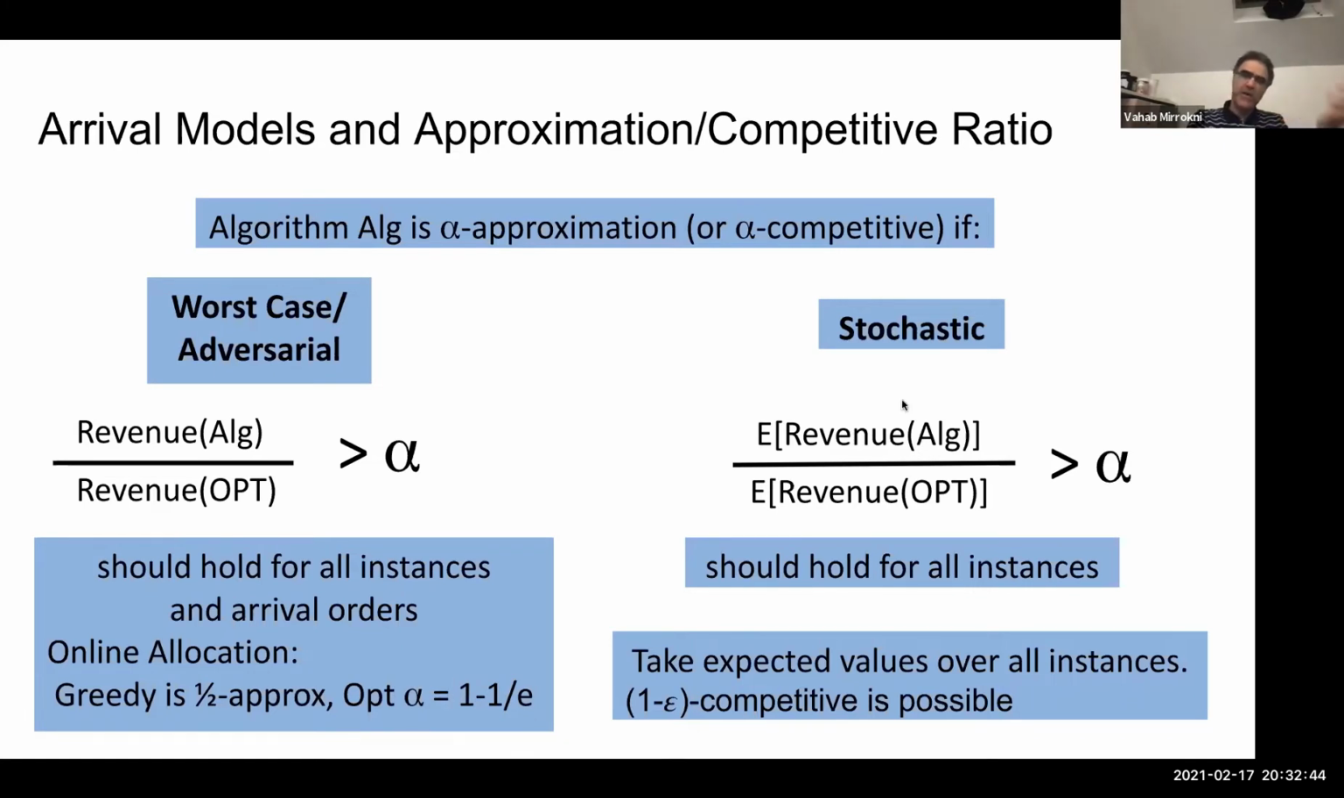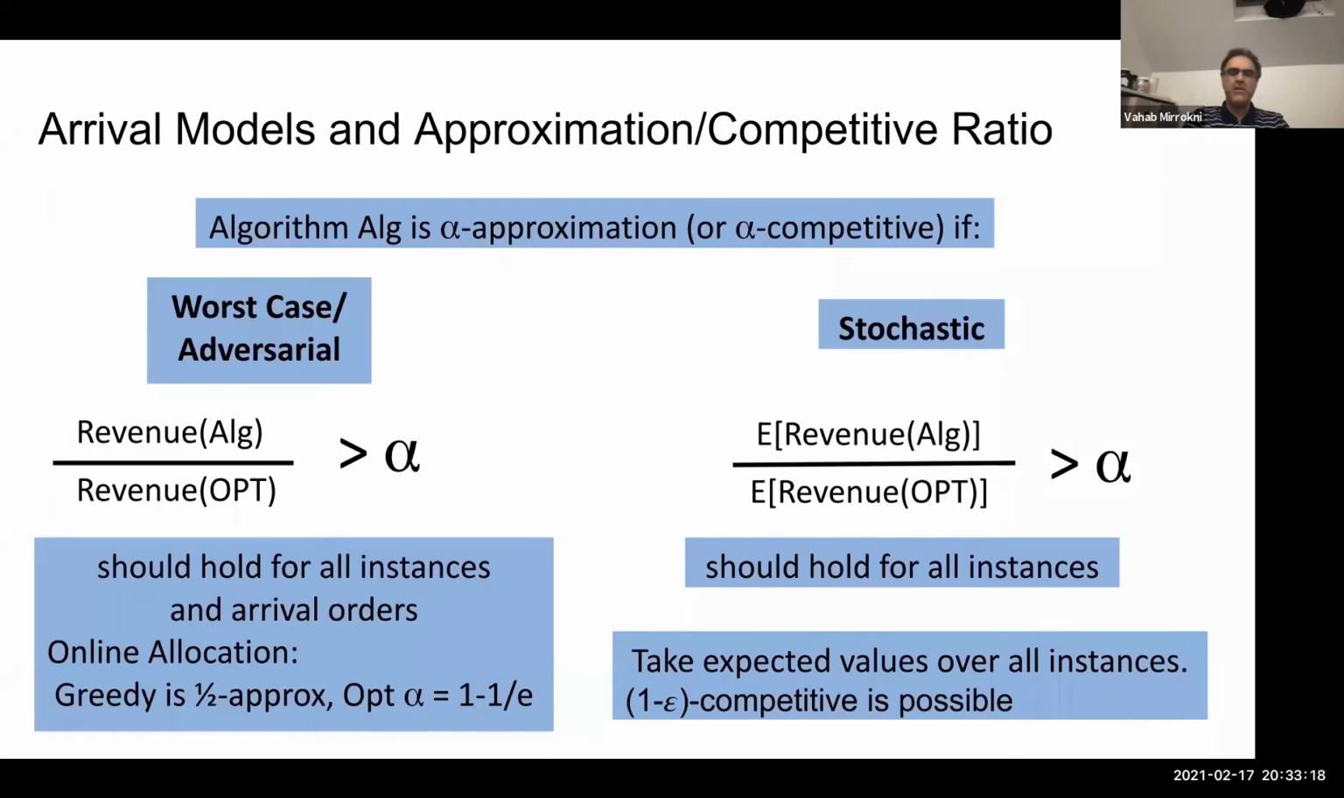On the other hand, in the stochastic case, we make an assumption on the type of arrival order of online nodes, and our goal is to optimize the expected value of the algorithm that we employ over the expected value of the revenue that the OPT has. In this case, if, for example, it's a fully stochastic model, it's possible to design algorithms that are asymptotically optimal, where we can achieve a 1 - epsilon competitive ratio.